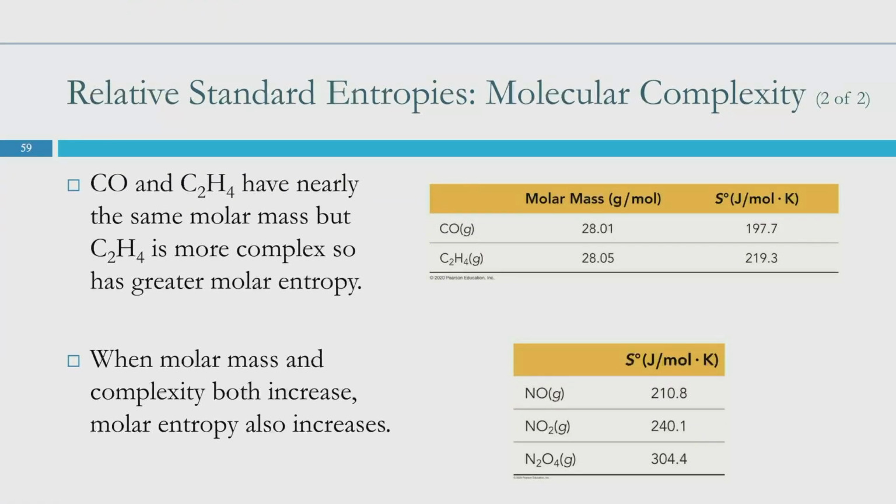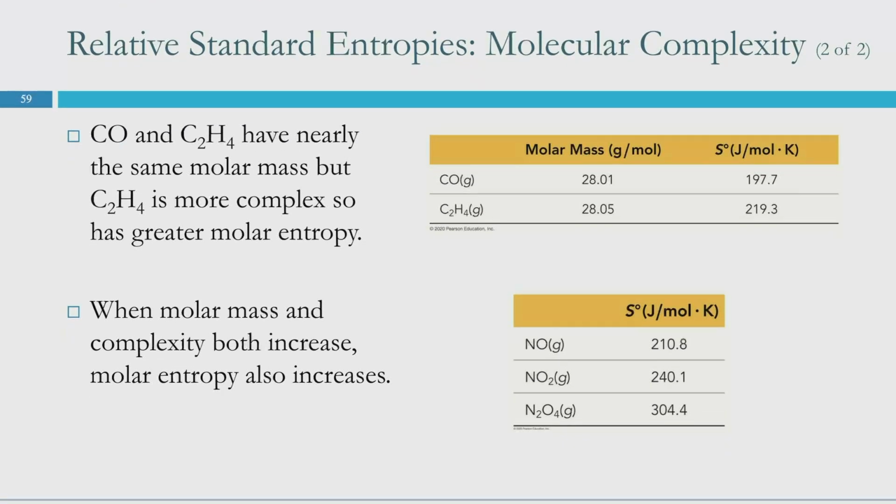Another look at molecular complexity. If we've got carbon monoxide, so that's kind of like our nitrogen monoxide, we've just got 2 atoms, versus C2H4. These have the same molar mass, but C2H4, because it has more bonds, right, within all of these bonds, there's more vibration and bond waggling and other sort of fun things that can go on within C2H4 since it's more complex, and so it's got a higher entropy.